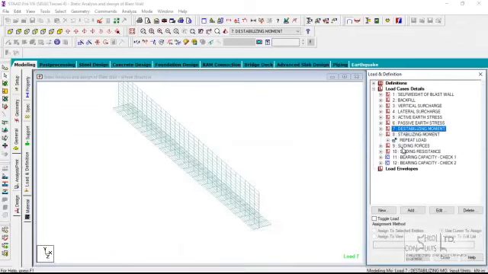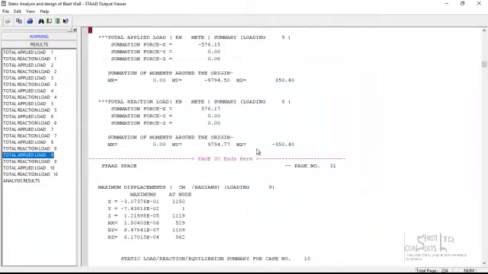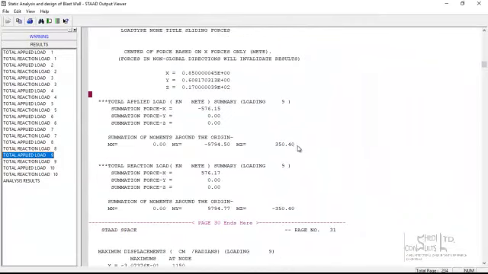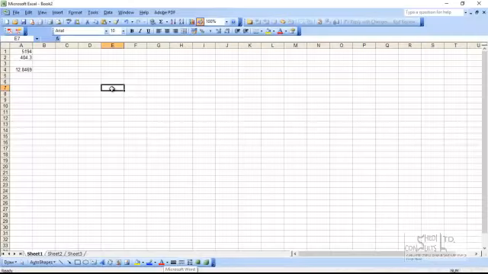Okay, so you can check the stability against sliding. Let's look at the sliding forces. Total sliding forces, load case 9. For load case 9, look at the summation of forces in the x direction. For load case 9, the summation of forces in the x direction is 576.15. We want to check the stability against sliding.